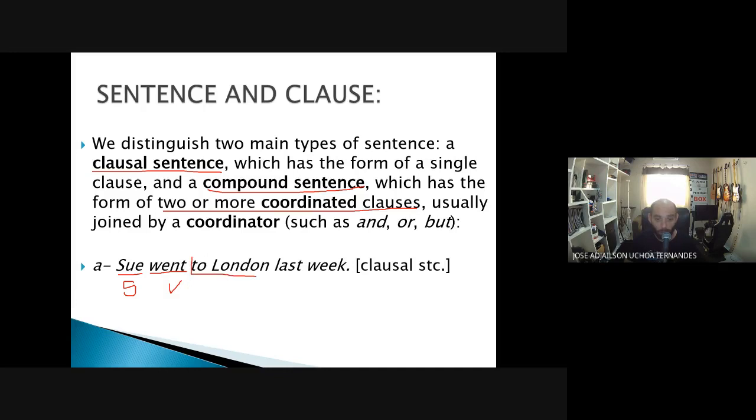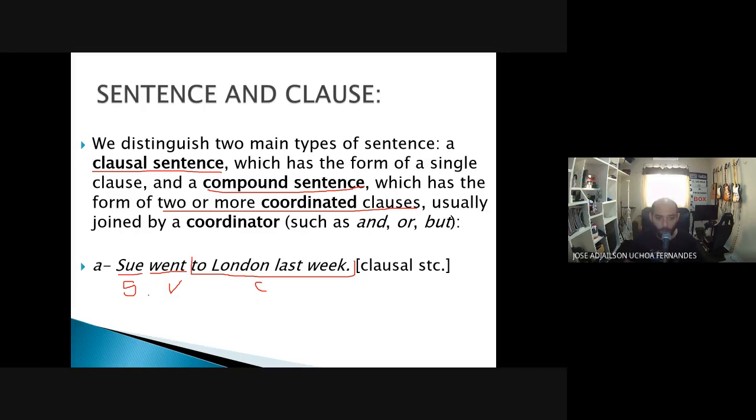And to London last week is the direction where she goes. London is the object of her movement, of going to London. To is a preposition, so it's an indirect object, but let's not go into this level of detail right now. Let's call this just the complement. Last week would be an adverbial phrase. We could go into a more detailed level, but let's be satisfied by this basic structure right now.